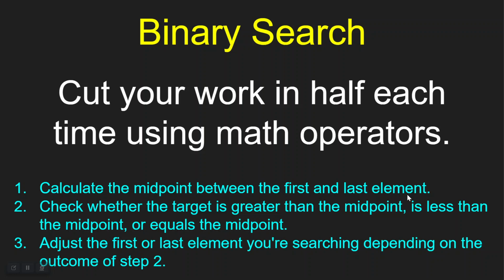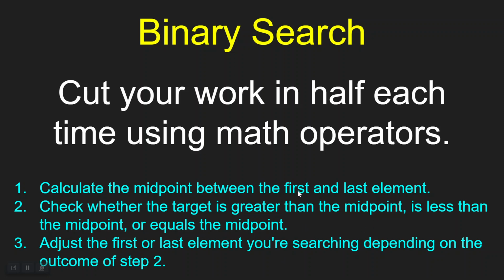or array list. Then we need to check whether the target is greater than the midpoint, whether it is less than the midpoint, or whether or not it equals the midpoint. Now, of course, if it equals the midpoint, that means we've found it and we're good to go. But if it's either greater than the midpoint or less than the midpoint, what we have to do is adjust the first or last element that we're searching depending on the outcome of step 2. So this will make more sense in a second here, but just kind of take note of the 3 steps.